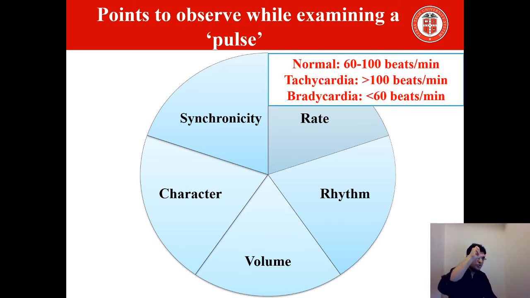So the normal rate is between 60 to 100 beats per minute. So if you are palpating amongst each other, the rate should be between 60 and 100. If it's more than 100, this is called tachycardia, and if it's less than 60, this is known as bradycardia.